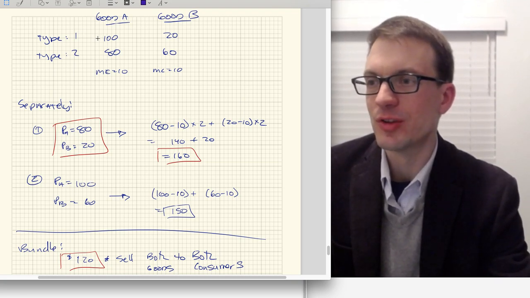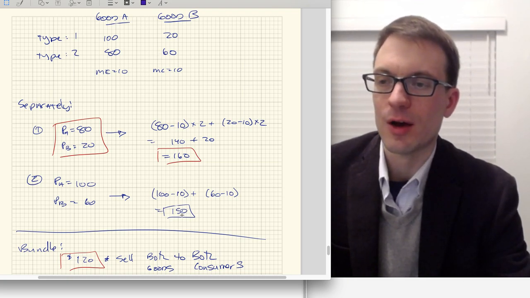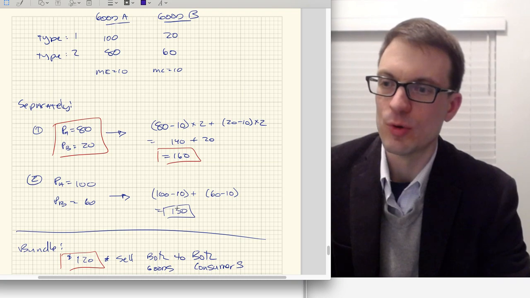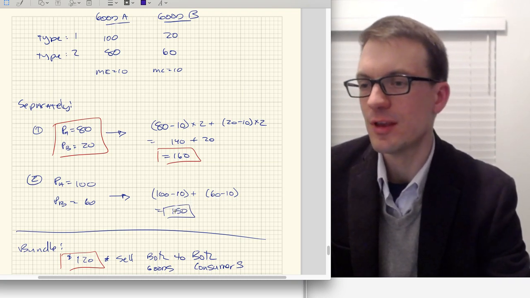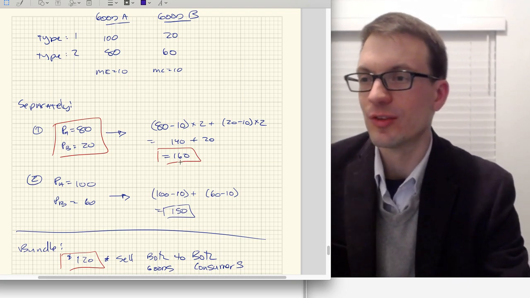Alternatively, we could set a price of 100 for good A, and we could set a price of 60 for good B. However, if we do this, our profits are only going to be 150, right? So 90 plus 50, actually this should be 140, right? So 90 and 50, yeah, so it should be 140. Anyway, it's less than 160.